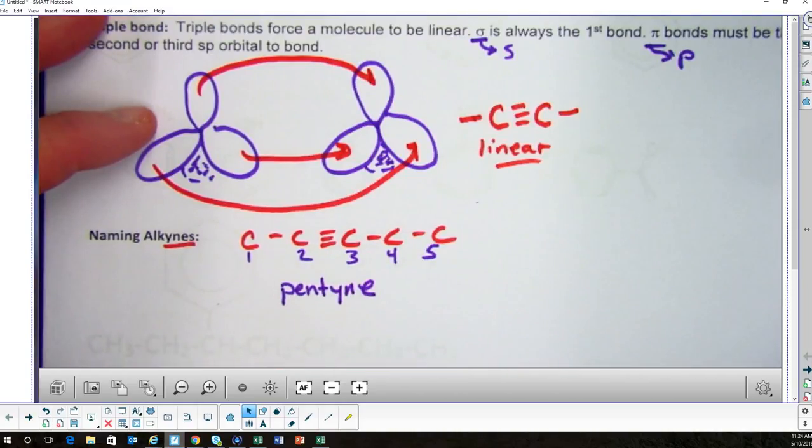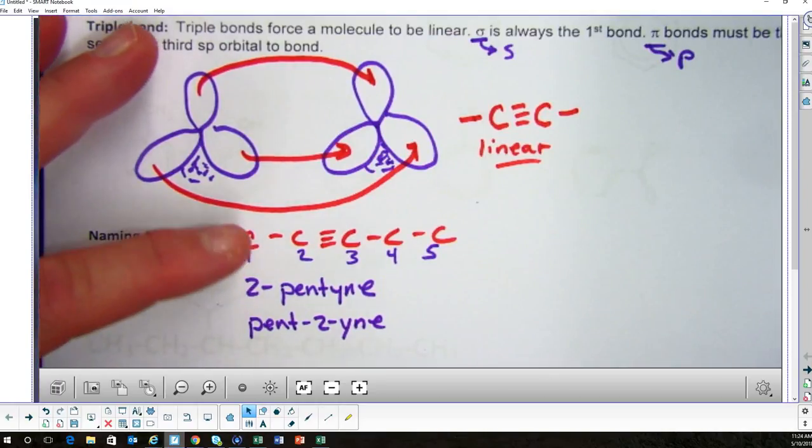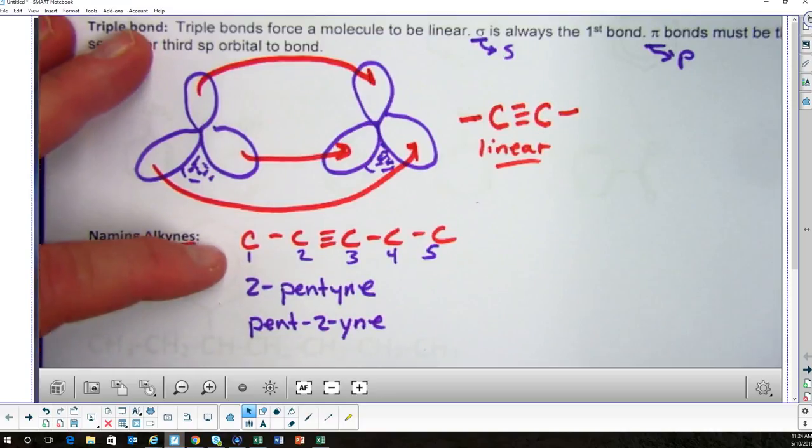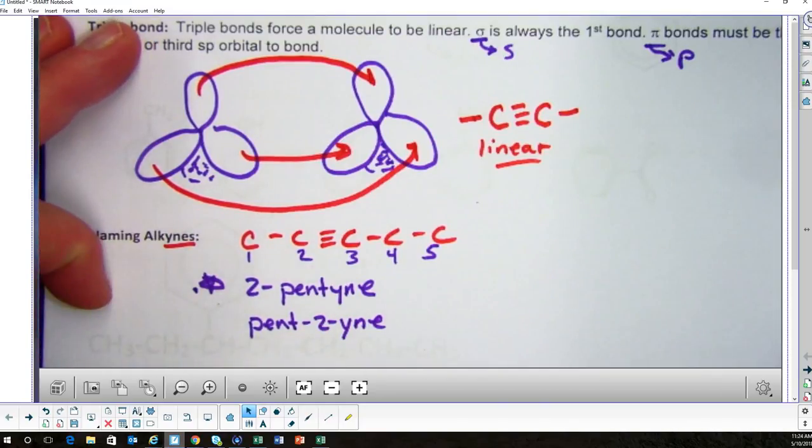Where's that yne at? At 2. So I go 2-pentyne. Now, if there were other things that were changing the ending, I still would do the pent, but I'd put that 2 right before the yne. If the one triple bond is all I have, this is the preferred. Okay? So let's do another one.